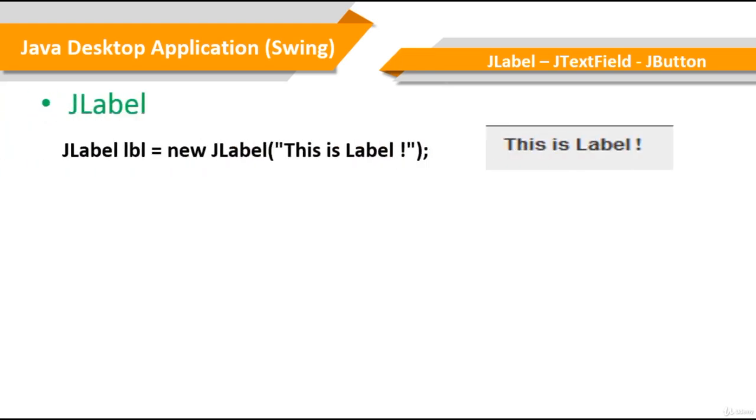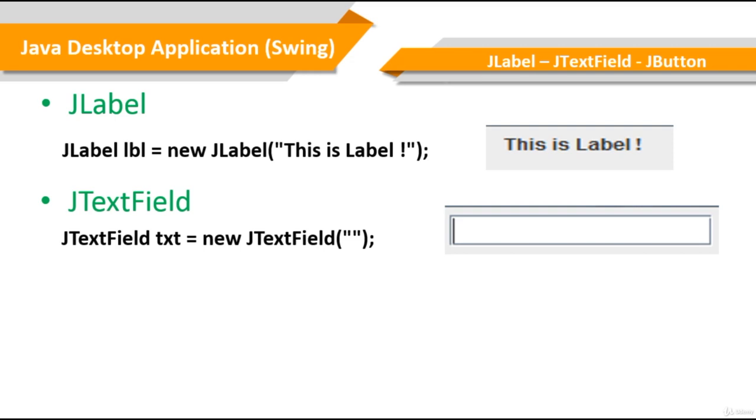JLabel is a class of Java Swing, and it's used to display a single line of read-only text. The text can be changed by an application, but a user cannot edit it directly.